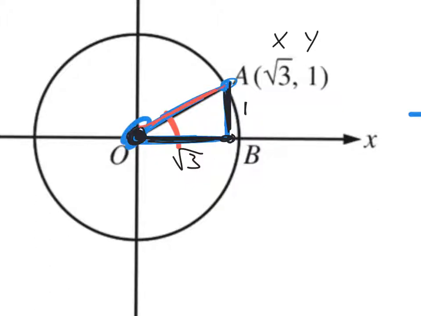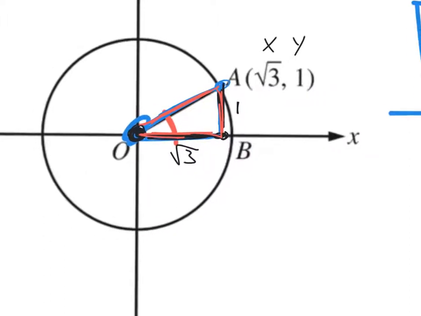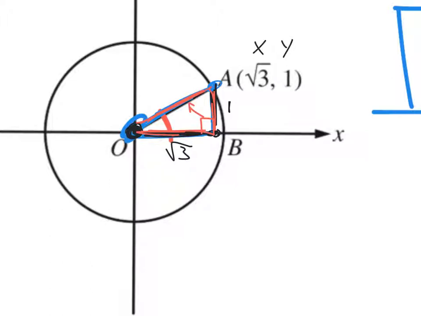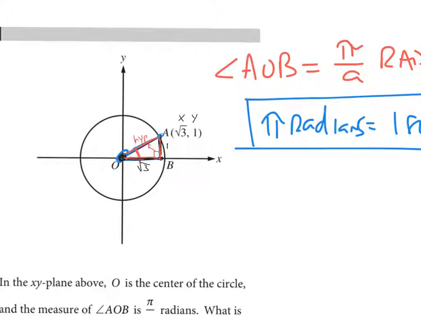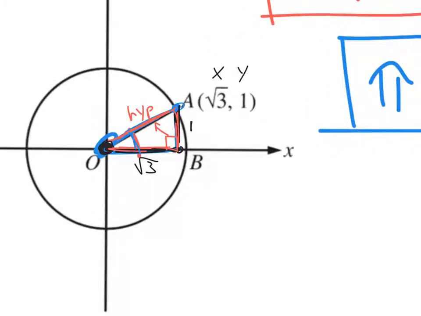What I can do now is to try to figure out this angle by going SOHCAHTOA. Here I know the hypotenuse is line segment OA. I'm trying to figure out the angle, because they're telling you angle AOB. So here I have the angle, if I can call that x. I know 1 is opposite, and I know radical 3 is adjacent.